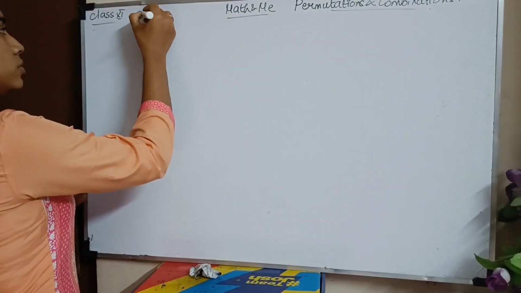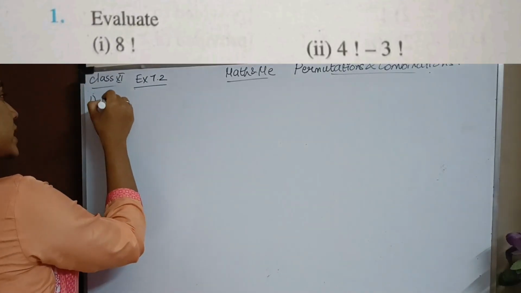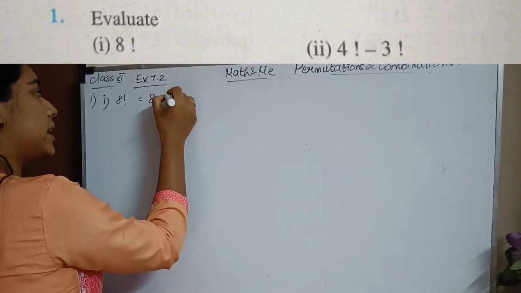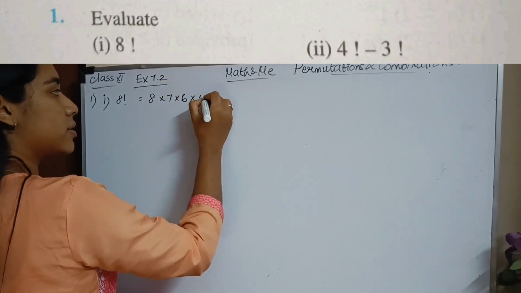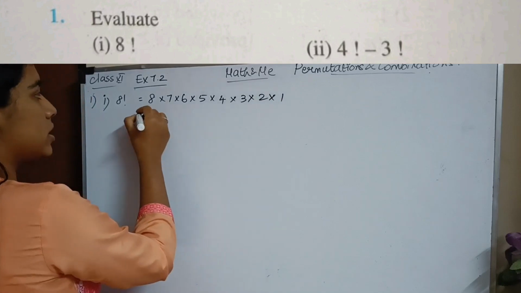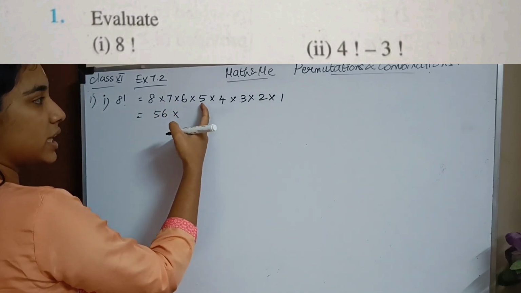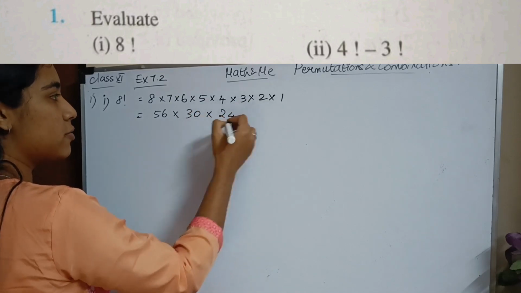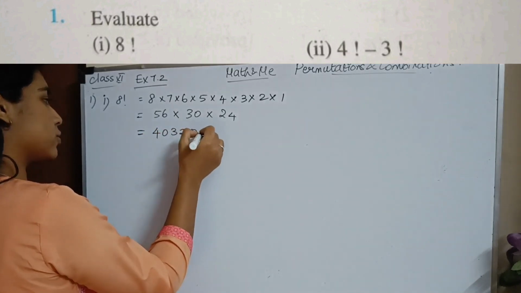Exercise 7.2. It is a very easy exercise. I'll solve all the questions quickly. So first, 8 factorial. What is 8 factorial? 8 times 7 times 6 times 5 times 4 times 3 times 2 times 1. 8 sevens are 56 times 30 times 12 twos are 24. So it will be 40320. Okay.